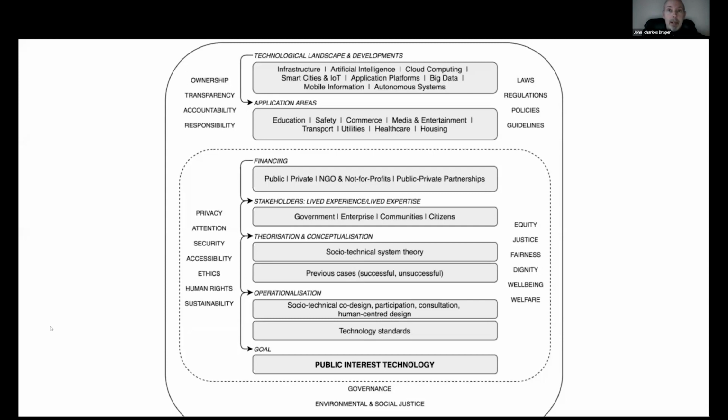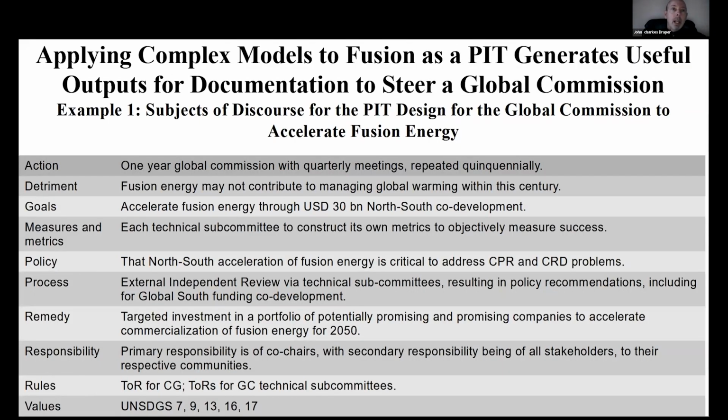Another way to look at it would be in terms of, as you can see in this diagram, laws, regulations, policies, guidelines, and then equity, justice, fairness, dignity, well-being, and welfare. These are the values at the heart of a global commission, values that come from values-driven design, and they're values that are compatible with the Sustainable Development Goals. Applying socio-technical design to the Global Commission allows us to look at it in terms of relatively complex and detailed outputs, like what action, what detriment, what goals, what measures and metrics will be required, as well as what policy, process, remedies, responsibilities, rules, and values. And we've identified 5 UN Sustainable Development Goals that can inform the Global Commission.